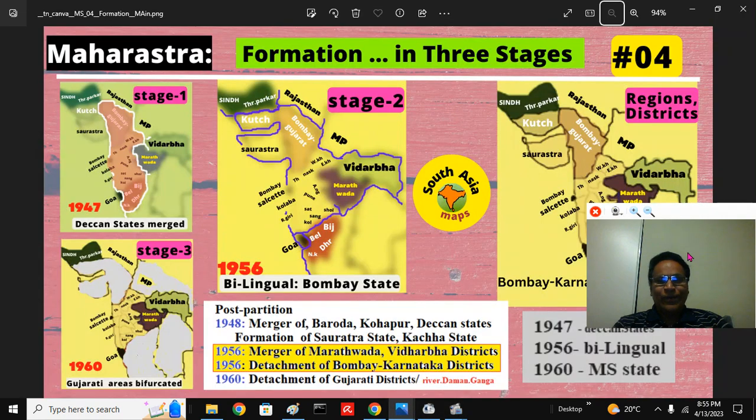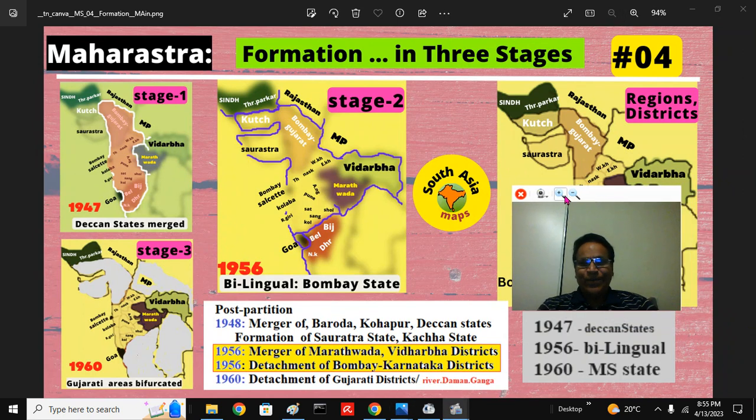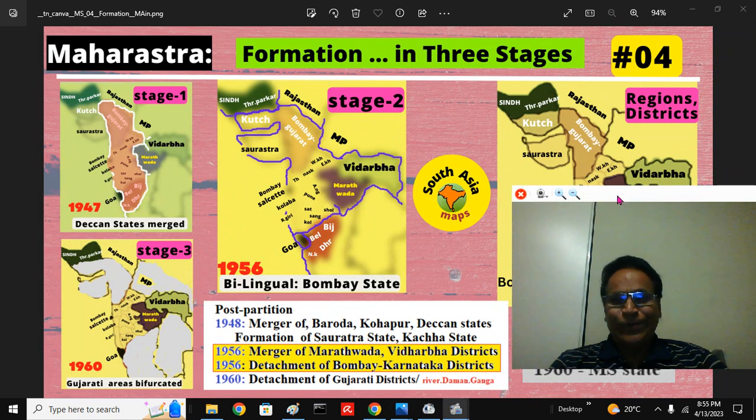That is about the fascinating formation of Maharashtra state, Mitram and Bandhu.